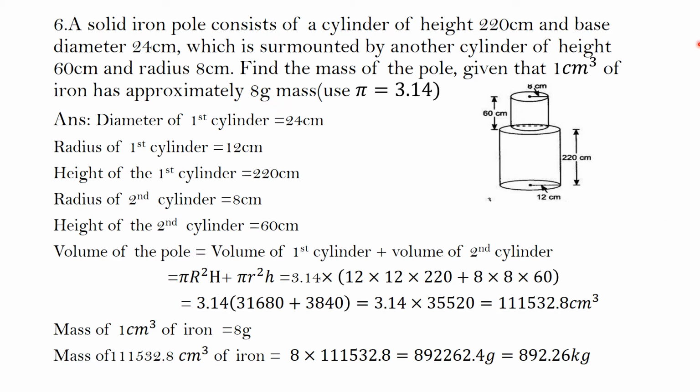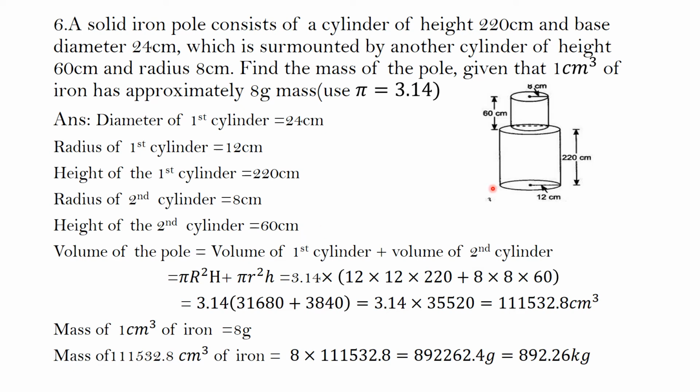Here we can see the shape is a small cylinder surmounted on the top of a bigger one. The bigger one, height of the cylinder is given 220 cm and the diameter is given 24 cm. Therefore, we can write diameter of the first cylinder equal to 24 cm. Therefore, radius of the first cylinder is 12 cm. Also, height of the first cylinder is given as 220 cm. Now, for the second cylinder, height is given as 60 cm and radius is 8 cm. Therefore, radius of second cylinder 8 cm, height of the second cylinder 60 cm.